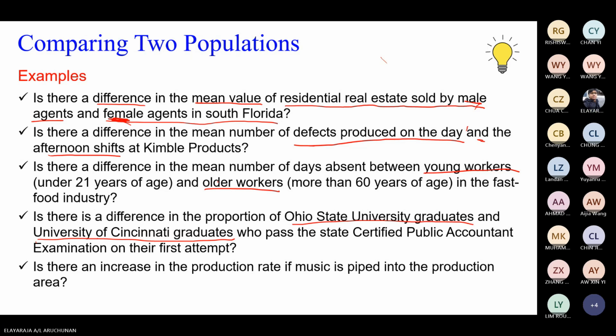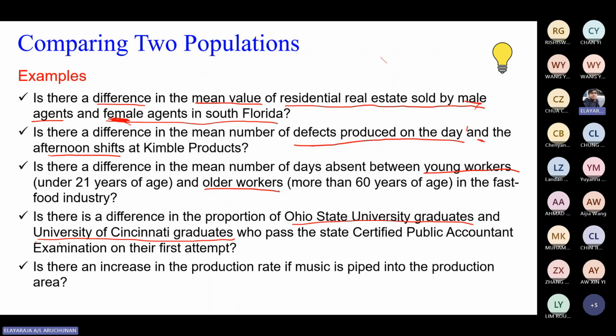Okay, next, is there an increase in production rate if music is piped into the production area? Is there any increase in production rate if the music is piped into the production area? So increase or decrease. So we take two things, two sets of data.